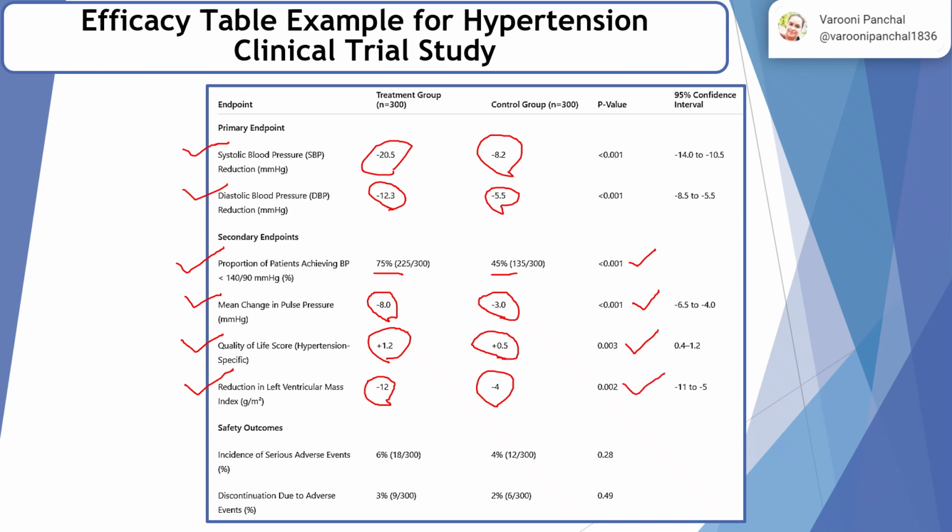Safety outcomes. This section includes the incidence of serious adverse events and treatment discontinuation rates due to adverse effects. Similar rates between groups suggest a comparable safety profile for the investigational therapy.